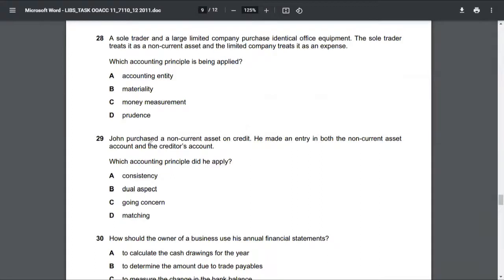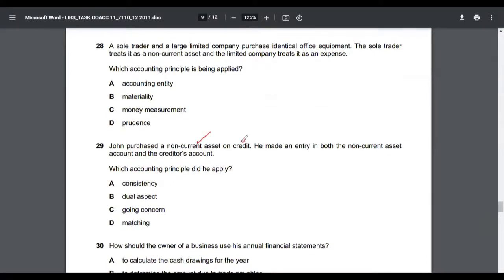Multiple choice 29. John purchased a non-current asset on credit. He made an entry in both non-current asset account and a creditor's account. Which accounting principle did he apply? If you see, examiners like to test on accounting principles. So knowing about all the accounting principles is quite important. I would suggest paying attention to knowing all the accounting principles, because in this video, I'm not explaining accounting principles. I am simply solving the multiple choice for your quick revision.